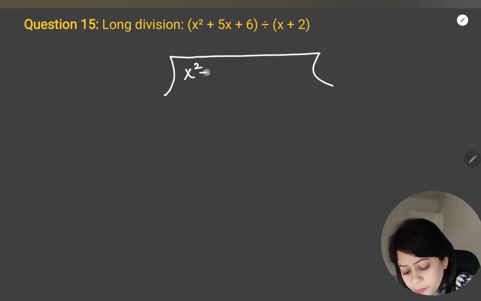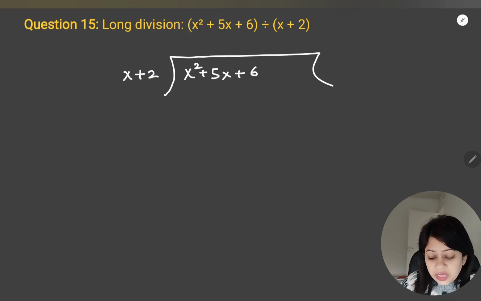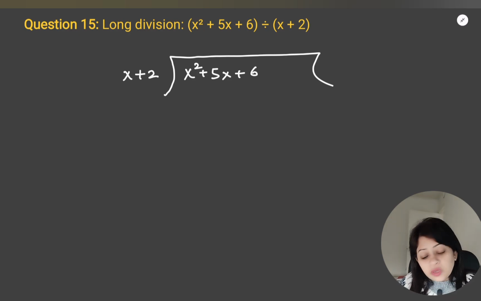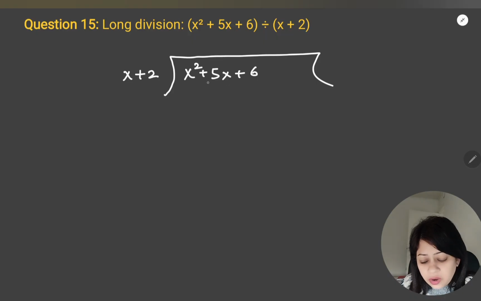So x square plus 5x plus 6. You are dividing this with x plus 2. Right? Then you need to write it this way. Now here, what do we see? First thing you need to know is that you arrange according to the highest power. But this is already arranged. If it was 5x here, then x square here, then it was wrong. But now we have the highest power first and then the lower power, right? X square plus 5x plus 6. And here as well it is arranged according to the power, right?